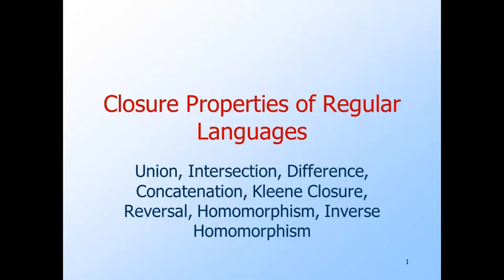Today's topic is closure properties for the regular languages. We should recall that a closure property is a statement about a certain operation on languages that says when the arguments are languages in the class, then so is the result. You can see on the title slide the list of closure properties for the regular languages that we are going to discuss.